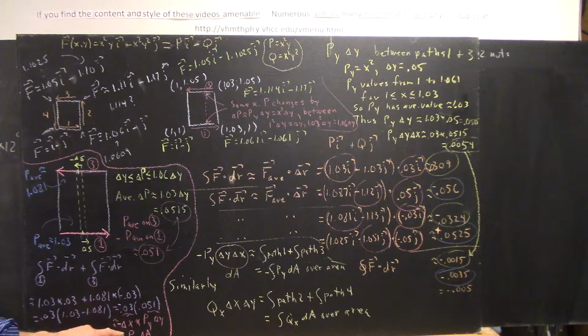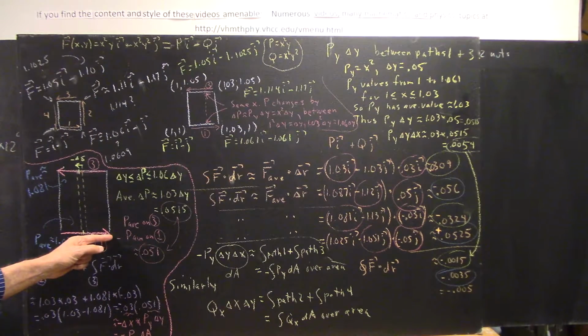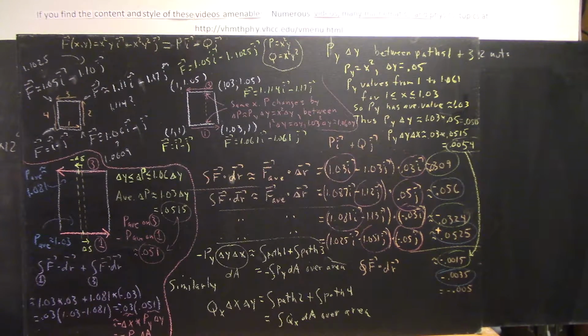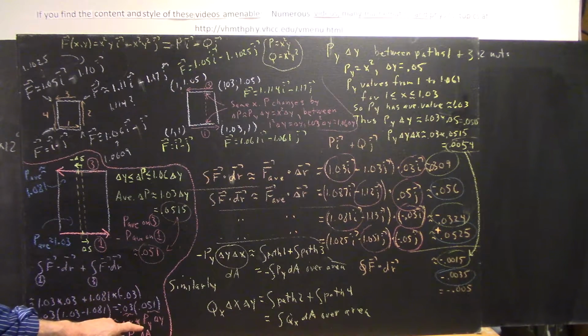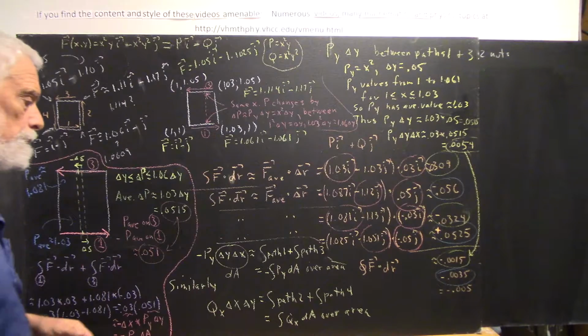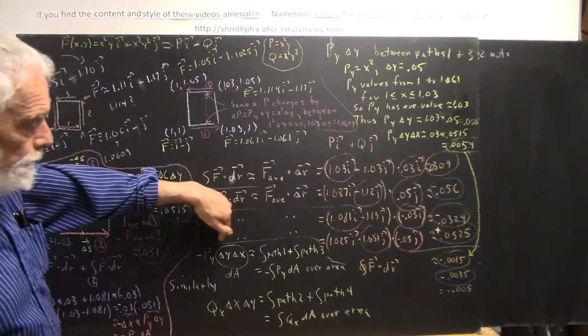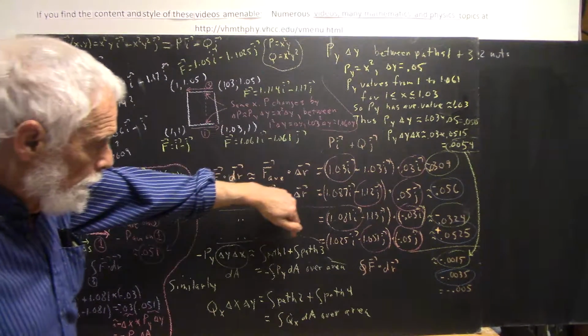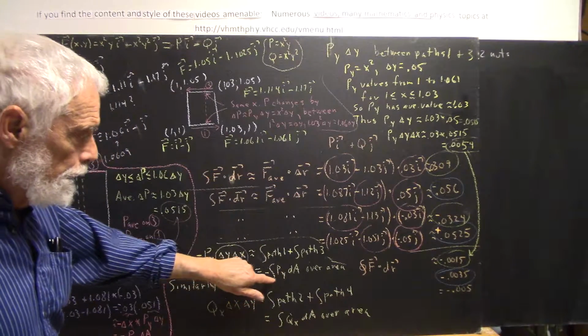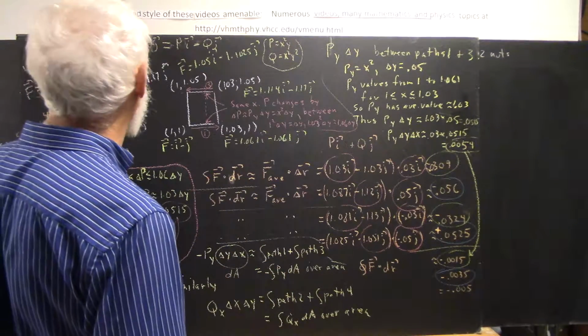The 0.03 is our delta x from here to here, and the 0.051 is just our py delta y. So what we get when we multiply this out is negative py delta x delta y, or negative py times delta a. Well, that's an explanation of why we say that the integral over path 1 plus the integral over path 3 is negative py delta a.